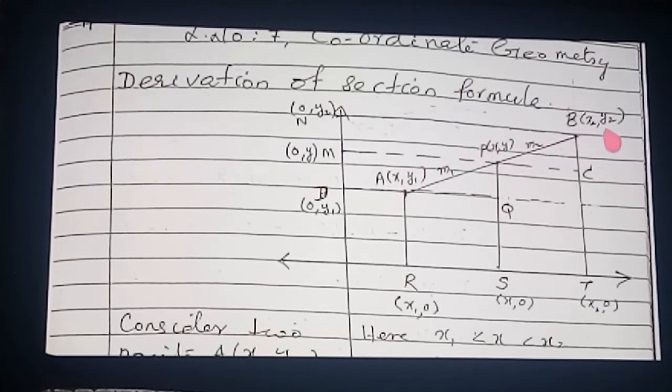A(x1, y1), B(x2, y2). This point is dividing. So the formula for finding out the coordinates of this point P is called the section formula. Therefore this point's coordinates, what we supposed here, are x and y. So what is our aim? Our aim is to find out the value of x and y. That is your question. We want to find out the coordinates of the point of division. The meaning is that you want to find out the value of x and y.